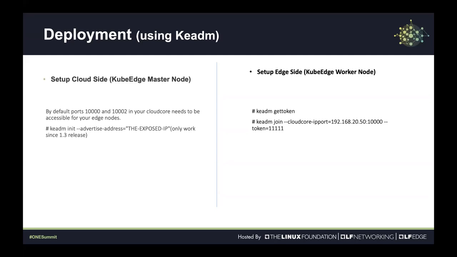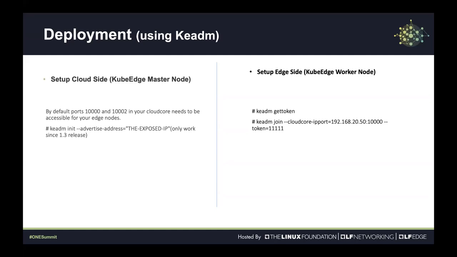Then you expose your IP, basically the kubeadmin init advertised address, which is the outward-facing IP of the cloud core. That accepts the connection from the edge side.